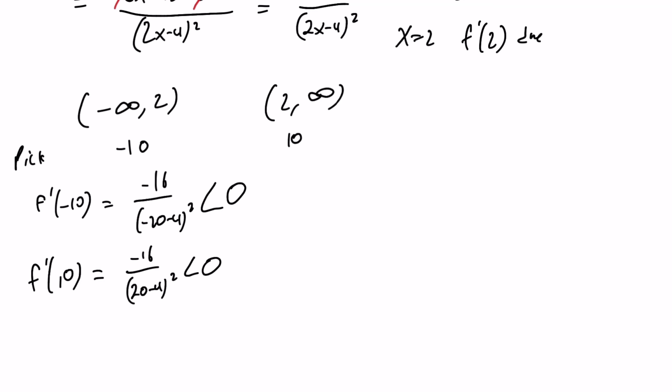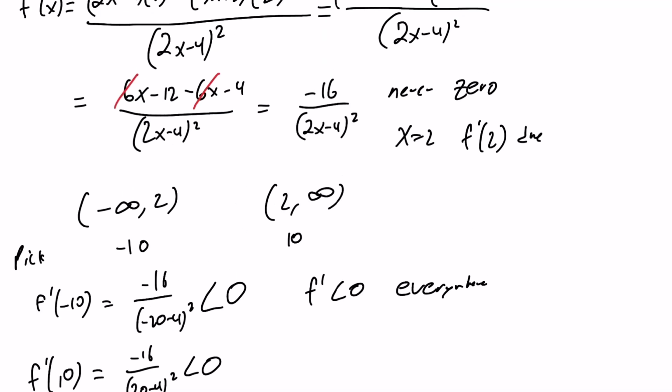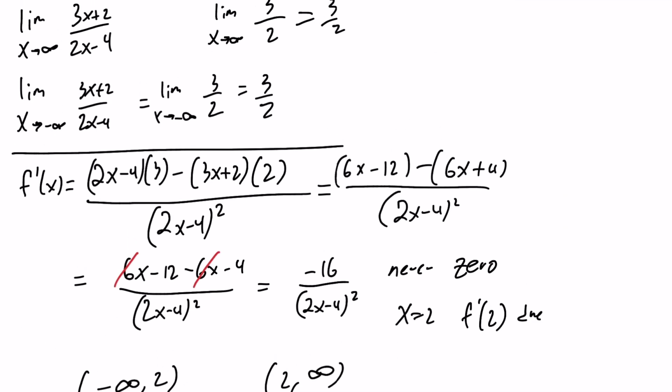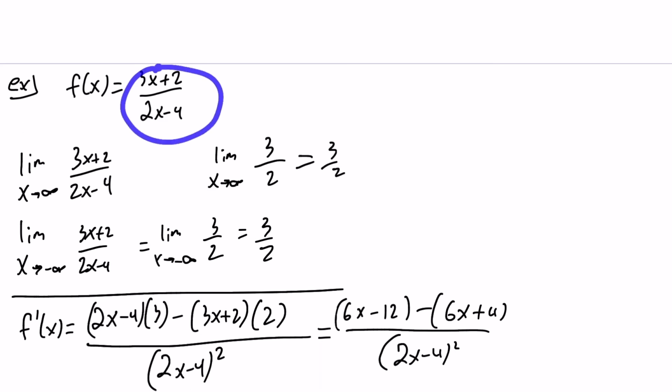Okay, so what does this mean? This means that the function is decreasing everywhere. So f prime is less than 0 everywhere. Now notice that I didn't say that x equals 2 is a critical point, and if I did that, I misspoke. And that's because at x equals 2, the original function is undefined.